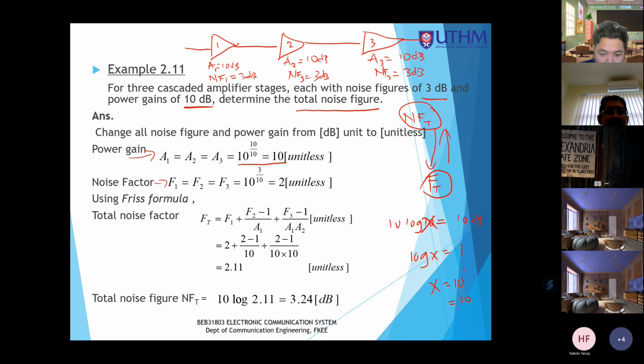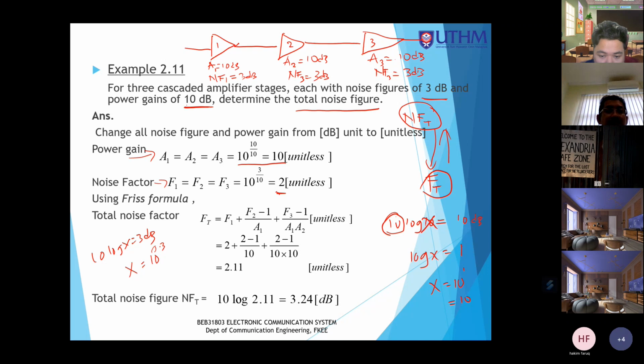So you kena buat anti-log shift log 0.3. Kenapa 0.3? Saya kena bahagikan dengan 10 terlebih dahulu. Okay, because 10 log X is equal to 3 dB. So therefore, if I want to find X, X is equal to anti-log of 0.3. So I get 1.995. So dalam sini dia letak 2. Okay. So dalam exam saya cadangkan you letak 1.995.